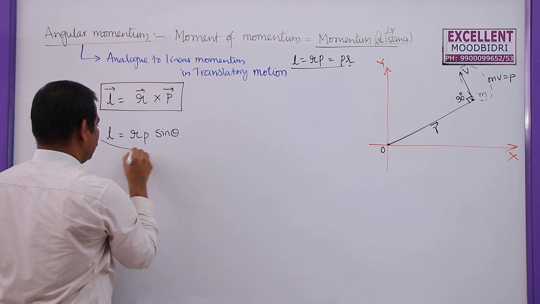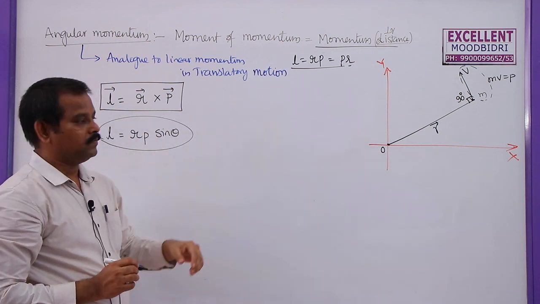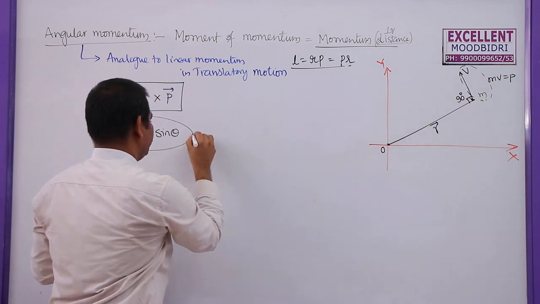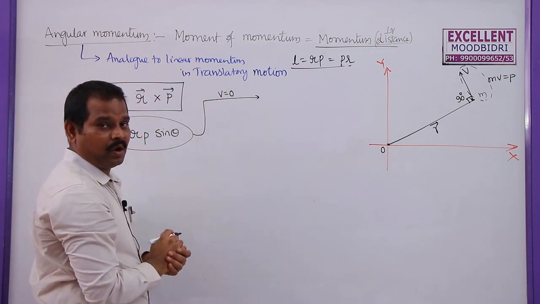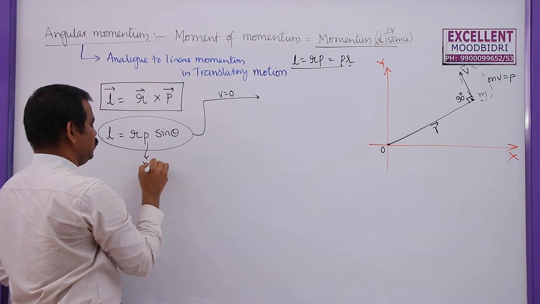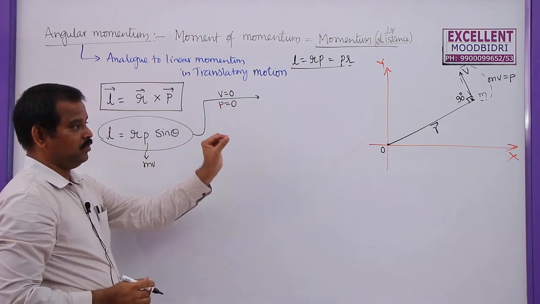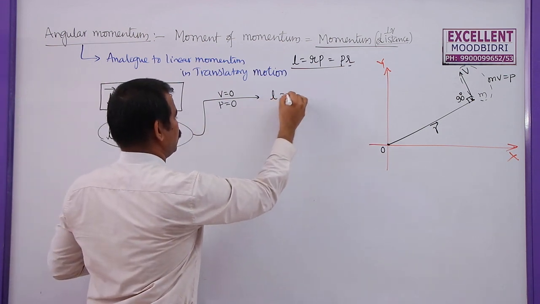Now what are the different cases here? If the particle is at rest, not moving in this direction, then the velocity of the particle is 0. When the velocity is 0, we know p is equal to mv, so momentum will be 0. When the linear momentum of the particle is 0, the angular momentum will also be equal to 0.